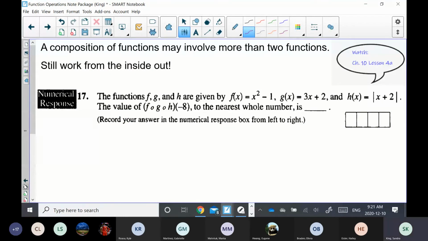Okay, we will finish this off. I think we've got 3 examples left.